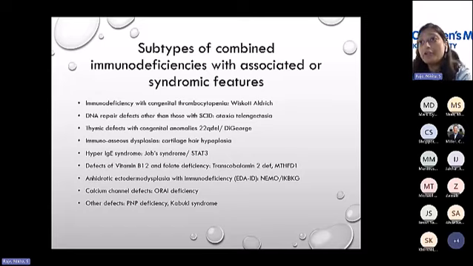As mentioned here, those could be due to such as Wiskott-Aldrich, where there is thrombocytopenia. I think that's the next slide. Also, there are thymic defects such as 22q deletion.